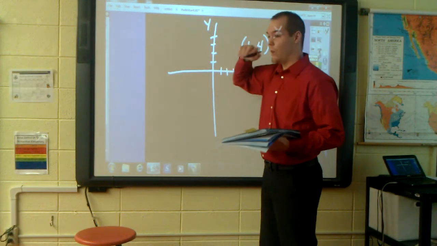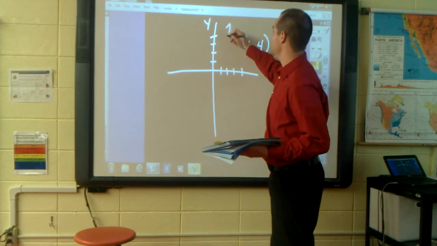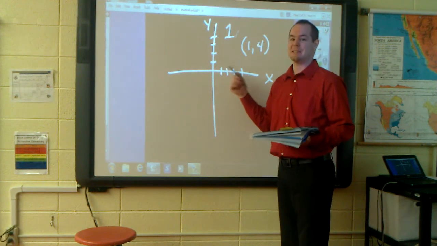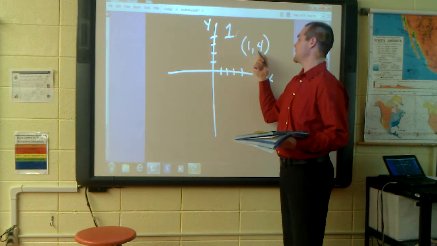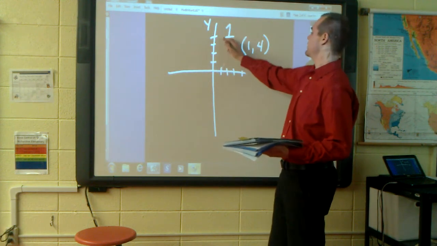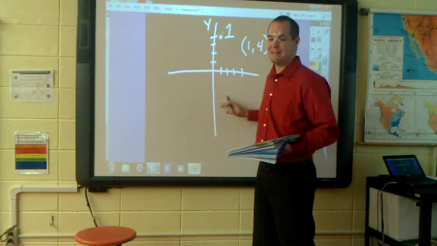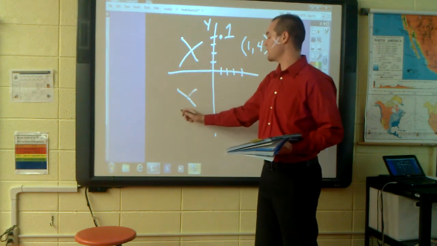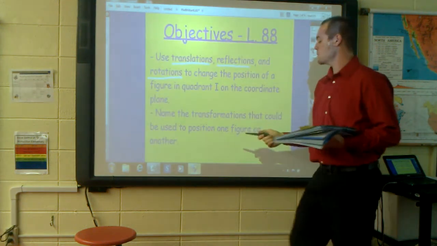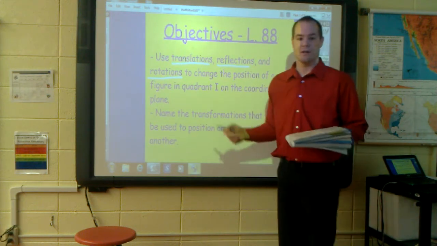Have these x and y axes. Coordinate or quadrant 1 is just located in the upper right. Remembering that these are the positive coordinates. Okay, if you have a positive x and a positive y coordinate, the point is found 1 to the right and 4 up. Alright, if you ever had negative numbers, they would lie in these other quadrants, but we're not worried about those right now. We're worried about quadrant 1. Okay, and next we will name the transformations that could be used to position one figure on another.